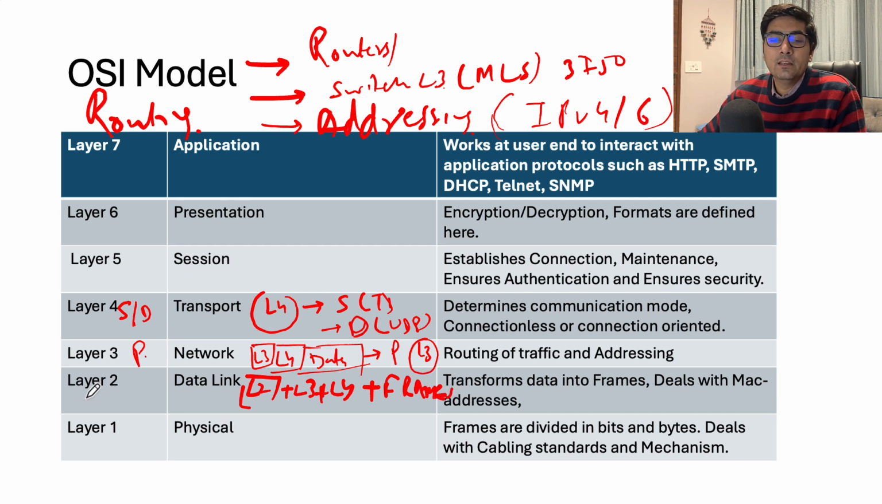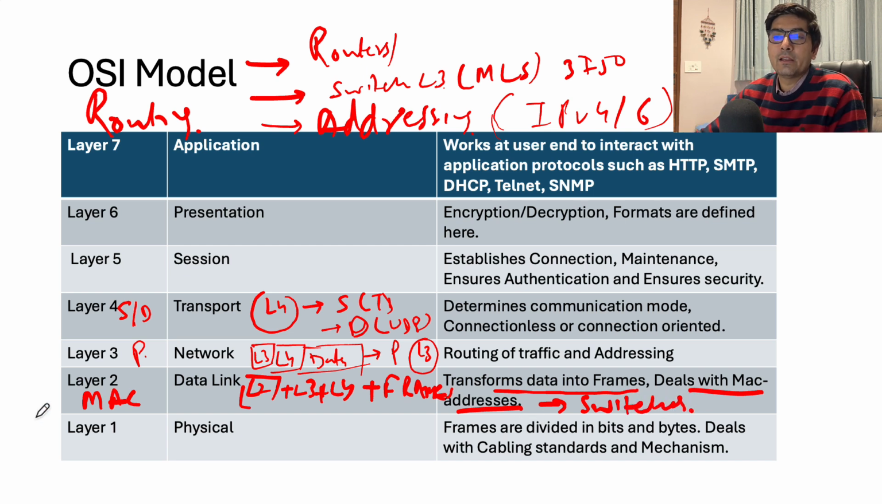Okay, so at this layer addressing also happens, but here the addressing is MAC addresses. This layer maintains the MAC addresses. It deals with the frames. It does error detection as well. So it transforms the data into frames, deals with the MAC addresses. All these switches work at this layer. So source and destination MAC address information is added, but that information is part of the trailer. So this layer also adds a trailer.